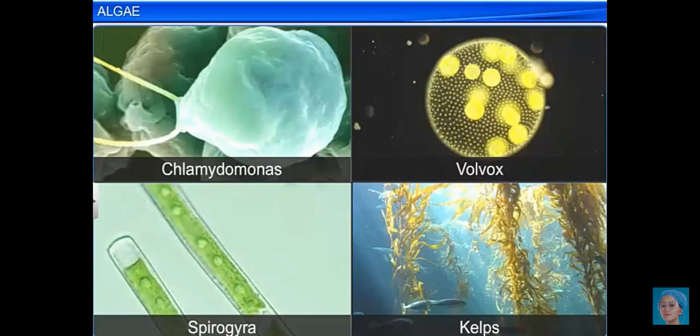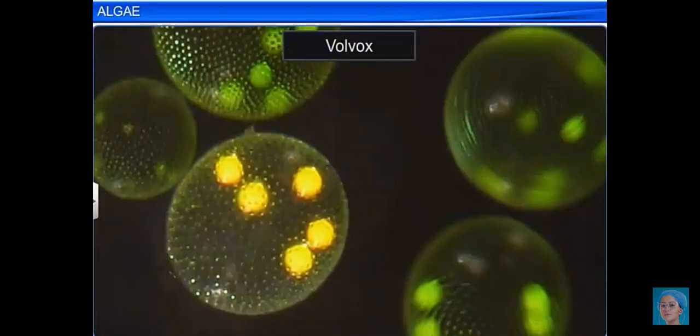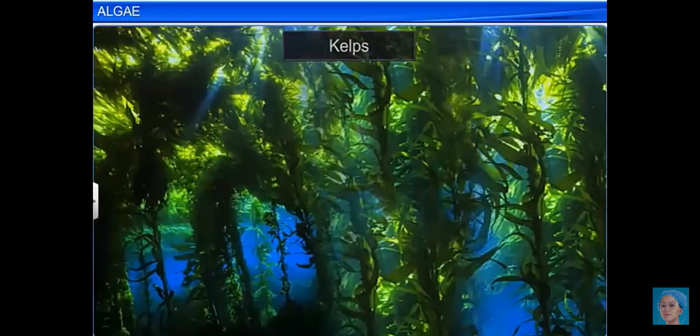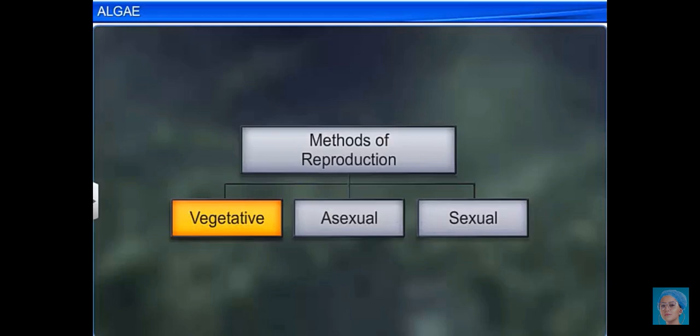Algae come in different forms and sizes. For instance, Chlamydomonas is unicellular, whereas Volvox is of colonial form, and Spirogyra is filamentous. On the other hand, kelps form massive plant bodies. Algae reproduce through vegetative, asexual, and sexual methods.